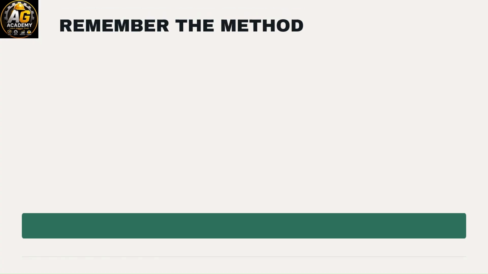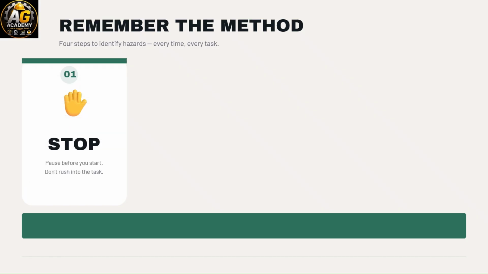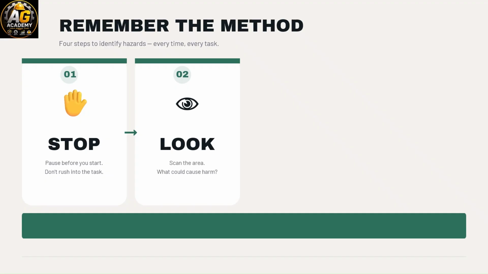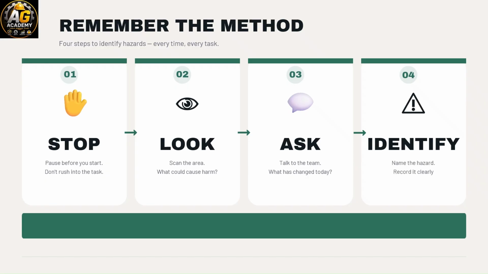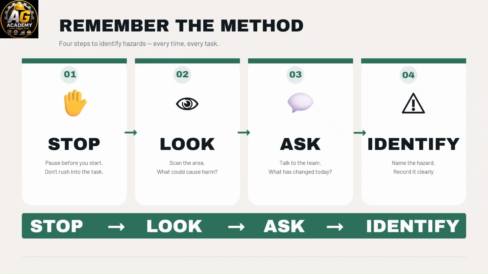If you remember one method from this lesson, remember these 4 words. Stop. Pause before starting. Look. Scan the area for what could cause harm. Ask. Talk to the team. What has changed? Identify, name the hazard, and record it clearly. Stop, look, ask, identify. Simple but powerful.